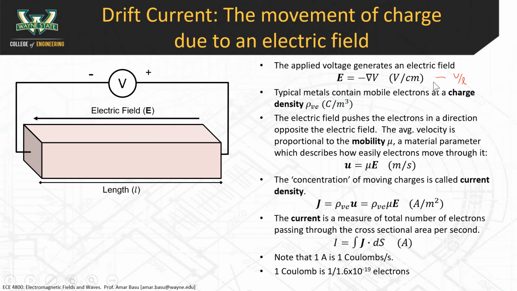Okay, and that electric field is approximately equal to V over L in the case where you have a material with uniform properties and uniform cross-section. But this is the one that you want to remember. This is the general definition.